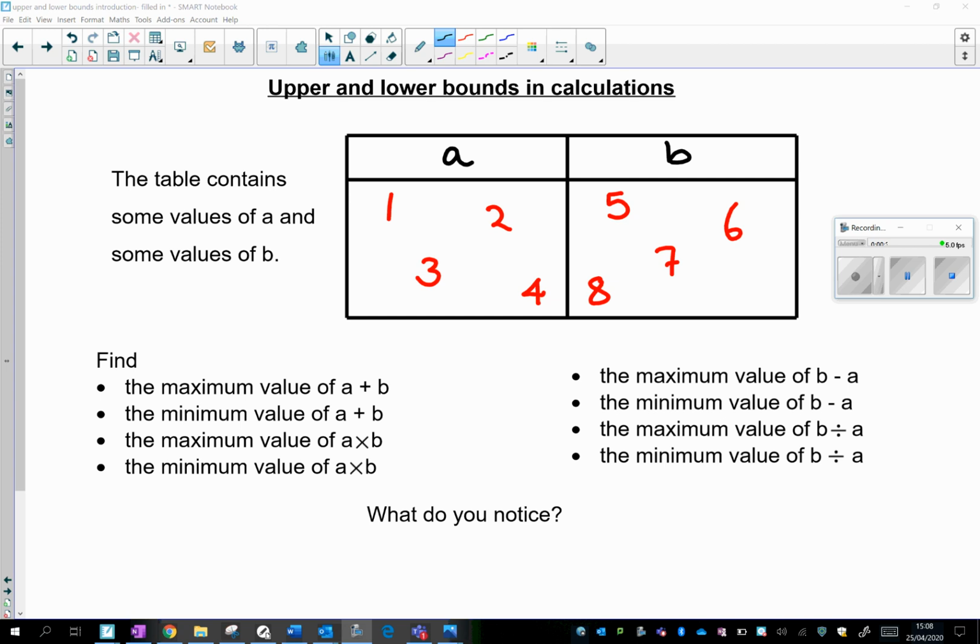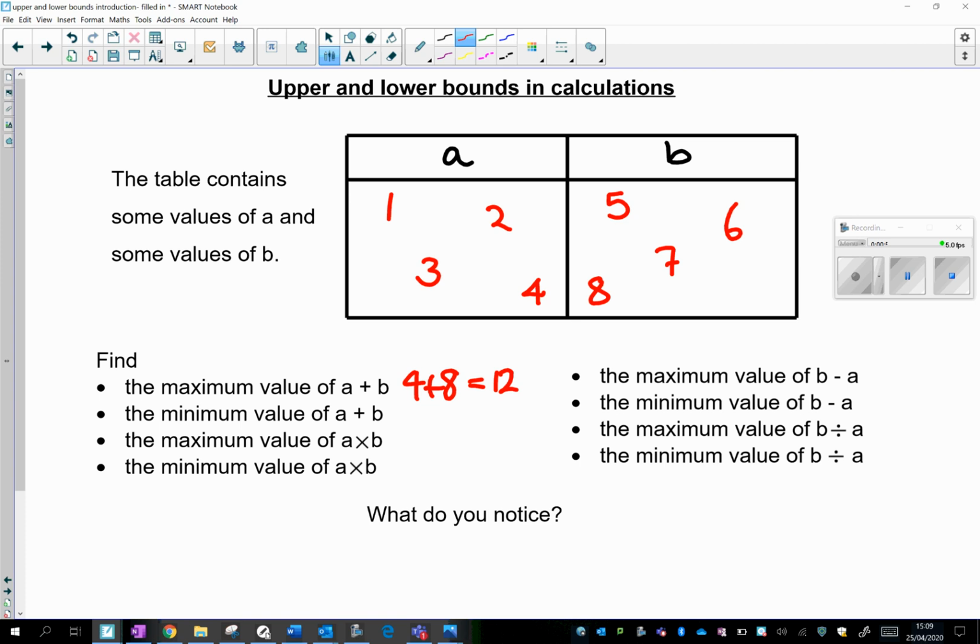Now that's the upper bound. So what is the largest possible value you could get if you were adding an A to a B? Well, it's fairly obviously going to be the biggest A and the biggest B. So that would be 4 plus 8, which gives you 12.